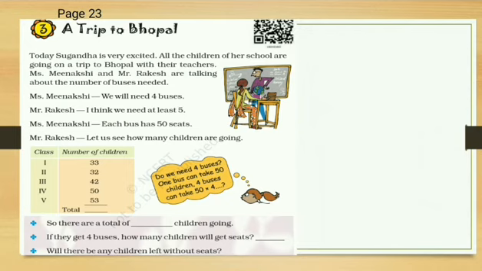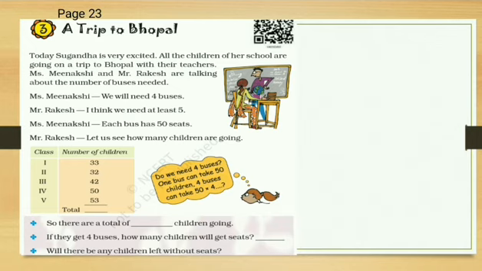Today Sugandha is very excited. All the children of her school are going on a trip to Bhopal with their teachers. Miss Meenakshi and Mr. Rakesh are talking about the number of buses needed. Miss Meenakshi says that we will need 4 buses, but Mr. Rakesh thinks that we need at least 5. She says that in one bus 50 children can be seated. Mr. Rakesh said, let's see how many children are going all together.